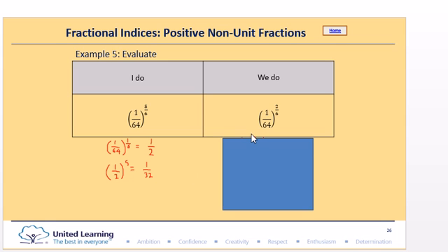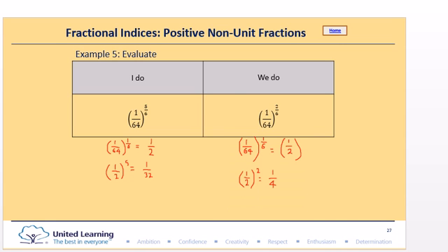Pause the video and try the we do for yourselves. 1 over 64 to the power of 2 over 6. Okay, so for the next we do, 2 over 6, 1 over 64 to the power of 2 over 6.